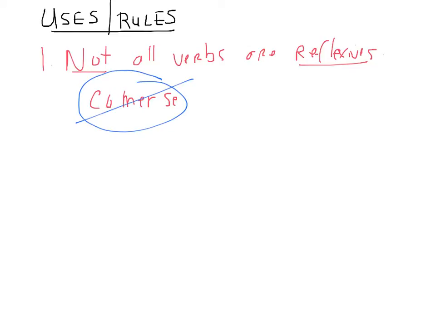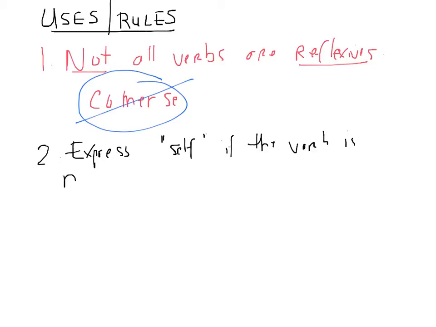So the question becomes, how do we convey the idea of a verb being reflexive if the verb is not reflexive? In other words, how do we express the idea of self if the verb is not reflexive?